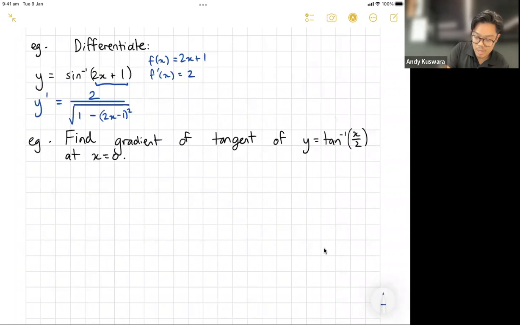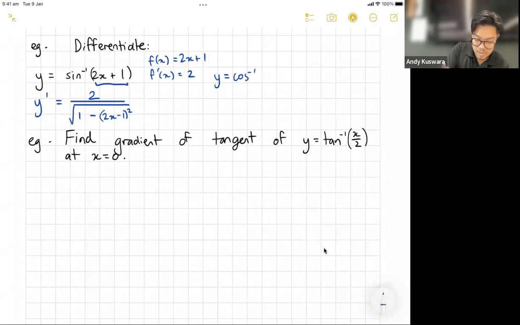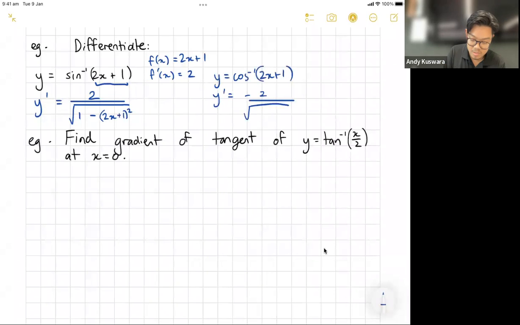And just so you can see what would happen if I went y equals cos inverse of 2x plus 1. Now we know cos and sine are very similar. Y dash this time is just going to equal the negative version. So it's going to be negative 2 on, again, sorry, I made a mistake here. That should be plus 2x plus 1, because it's the same as my function. So it'll be 1 minus 2x plus 1 squared. And tan would be the only one that's different.